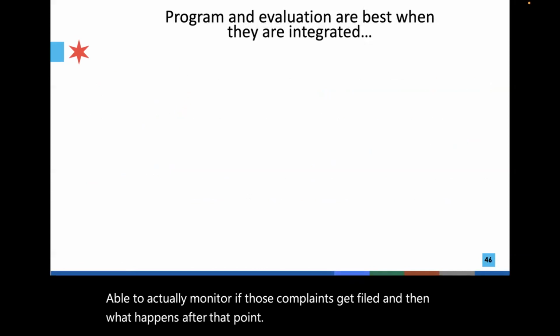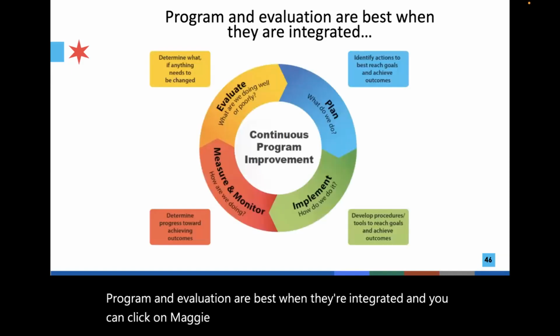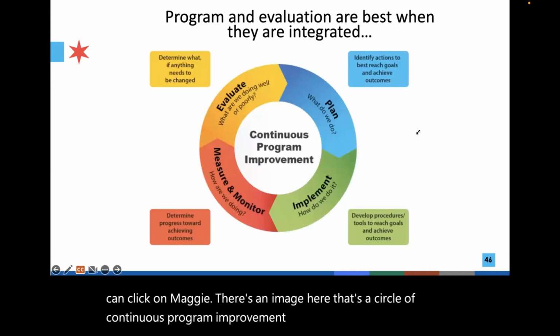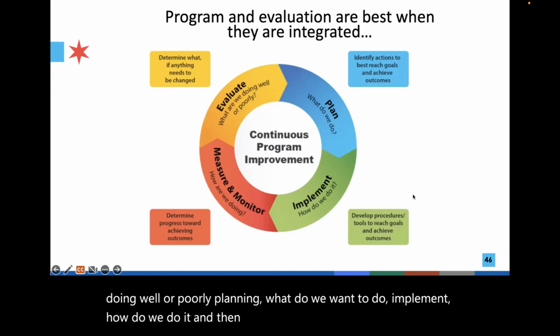So program and evaluation are best when they're integrated, and you can click on, Maggie. There's an image here that's a circle of continuous program improvement. So it has evaluate: what are we doing well or poorly; planning: what do we want to do; implement: how do we do it; and then measure and monitor: how are we doing?